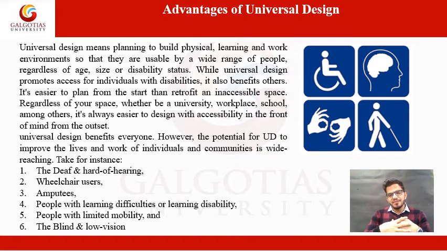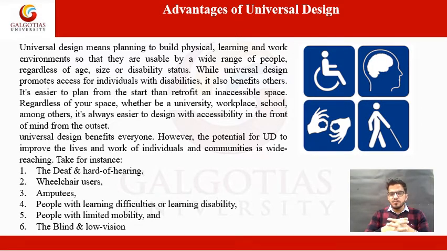So obviously universal design has some potential, some advantages over other designing concepts. Following the concept of universal design means planning to build a physical space, learning space or work environment so that it is usable by a wide range of people, regardless of their age, size, and or disability status. While universal design promotes access for individuals with disabilities, it also benefits other kinds of people as well.